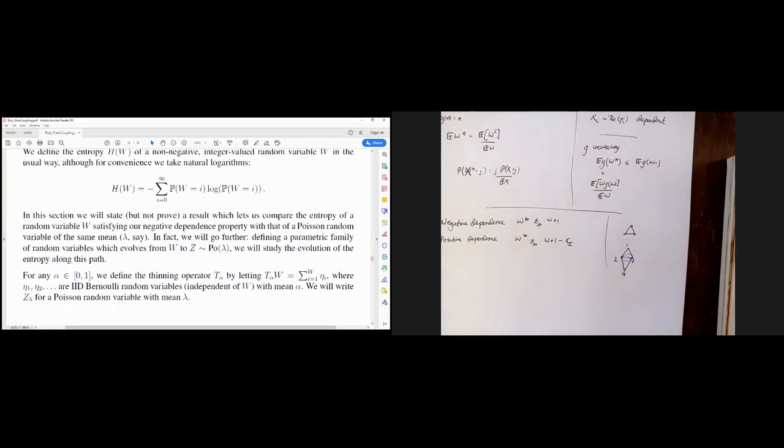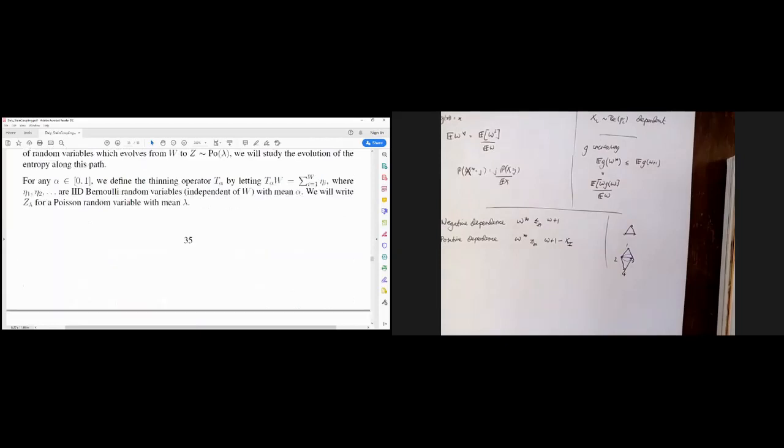The nice feature that we can exploit here is if I construct a path of random variables that has my W at one end and my Poisson at the other. So at the moment I've been thinking just about these two random variables. I've been comparing W to a Poisson. But let's join them up with a path with some parameter that runs from alpha equals 0 at one end to alpha equals 1 at the other, by defining a random variable which looks like this.